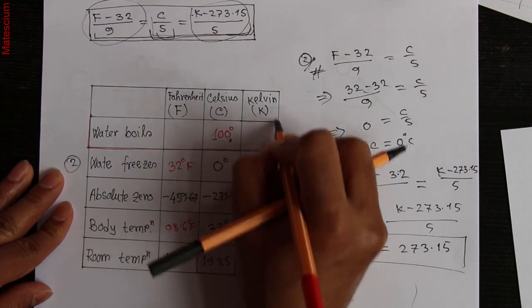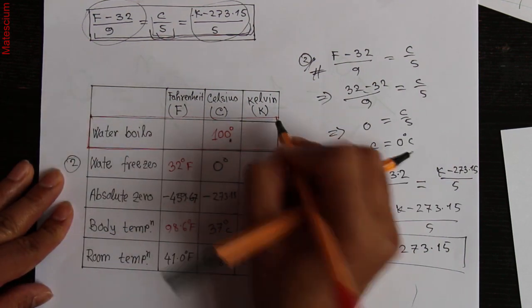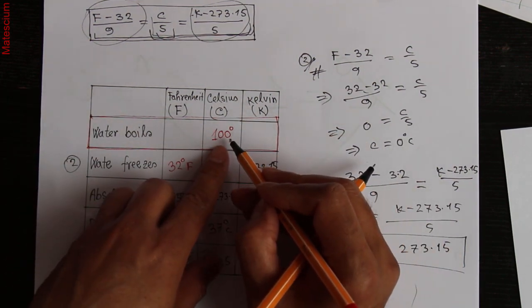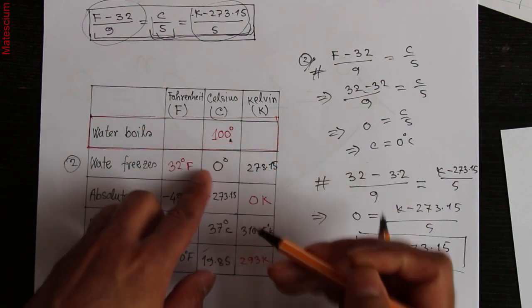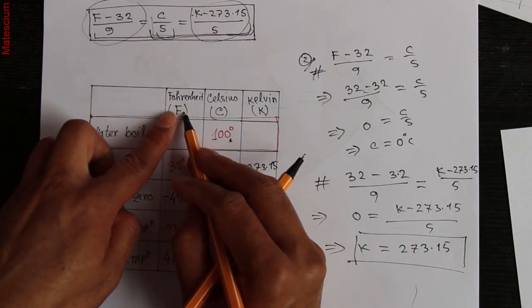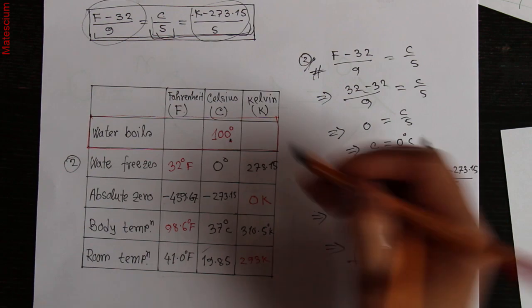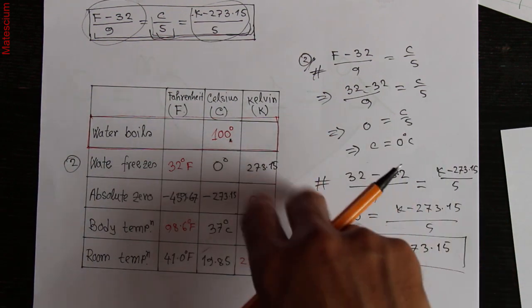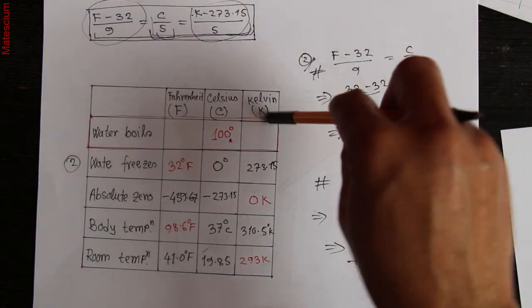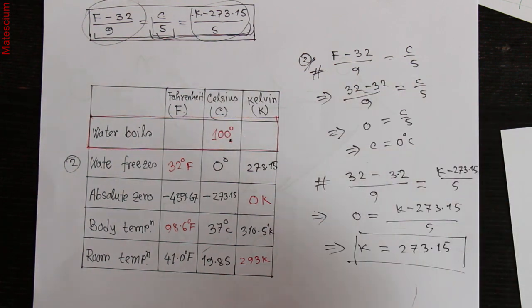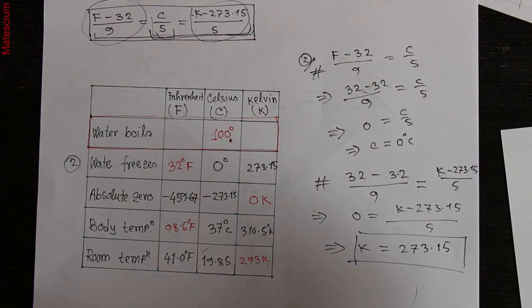This is your homework. You can write how much 100 degrees Celsius is on the Fahrenheit scale and the Kelvin scale. You can write it in the comment section, what the answers in Fahrenheit and Kelvin are for 100 degrees Celsius. If you write something wrong, I will show you the correct answer.